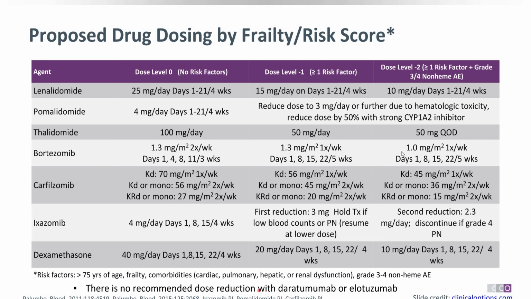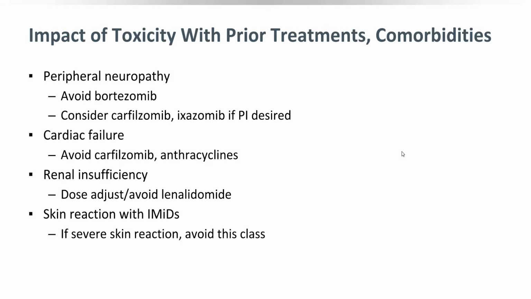Although there is no recommended dose reduction with daratumumab or elotuzumab, we should keep this in mind. No reduction is required for daratumumab. The impact of toxicity, definitely we should keep in mind. Side effect profile: avoid bortezomib, can consider carfilzomib, because very minimal neuropathy is seen with these two drugs. In cardiac failure patients, we should avoid carfilzomib and anthracycline. In renal insufficiency, we should avoid lenalidomide, or dose adjustment should be there. Skin reaction with IMiDs: if severe skin reaction, avoid this class. I have only one patient as of now who had severe skin reaction with lenalidomide, and we had to stop that.